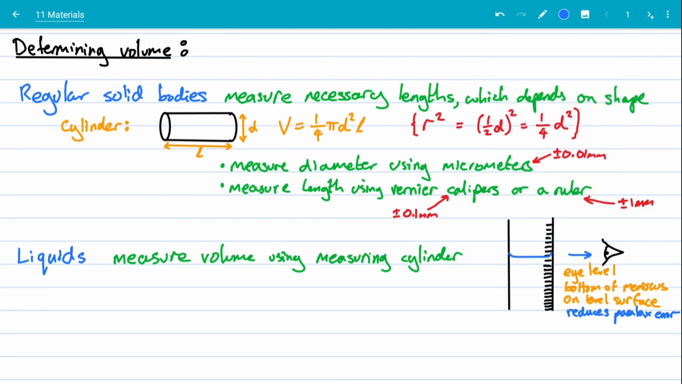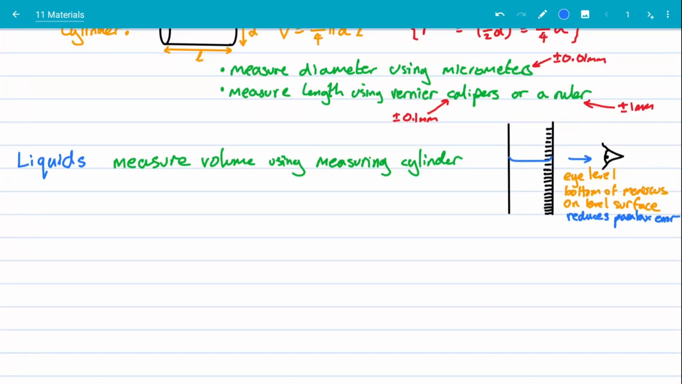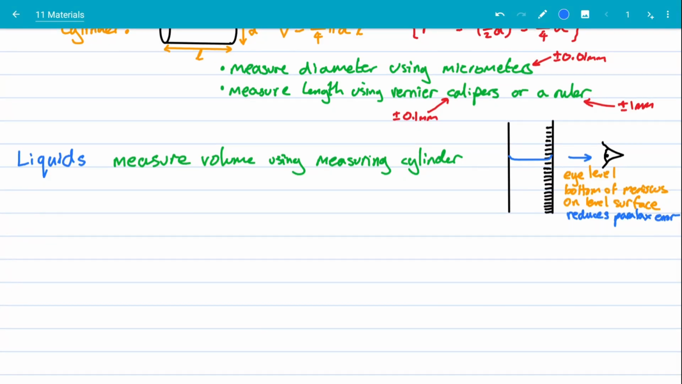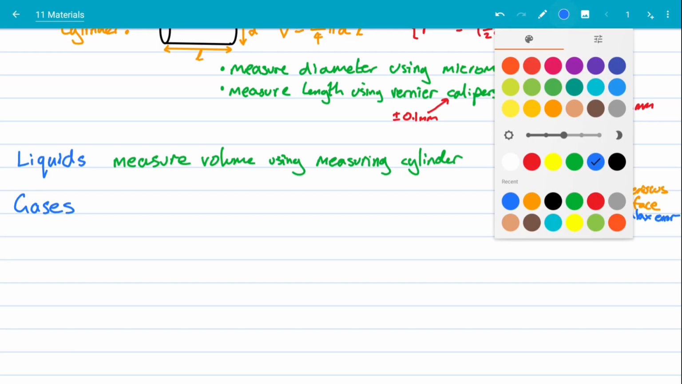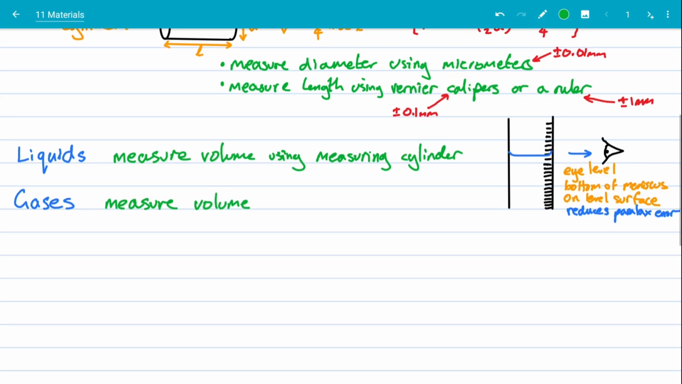But liquids are only one of the two types of fluids. And so what about gases? With gases, if we want to know the density of a gas, we can use a gas syringe. So we can measure the volume directly with the other instrument that's used for measuring volumes, which is a gas syringe. There's a few interesting points with the gas syringes.